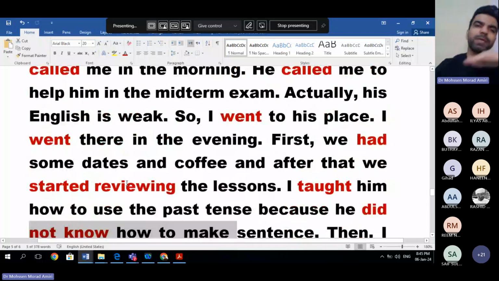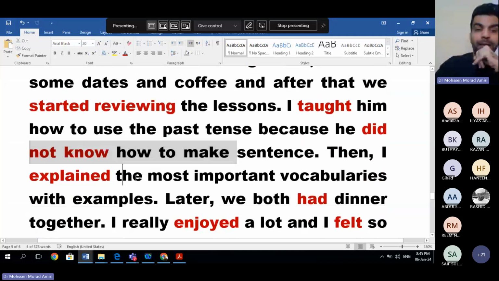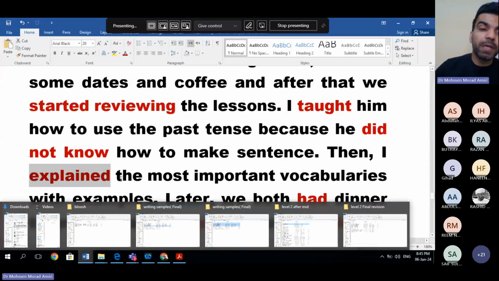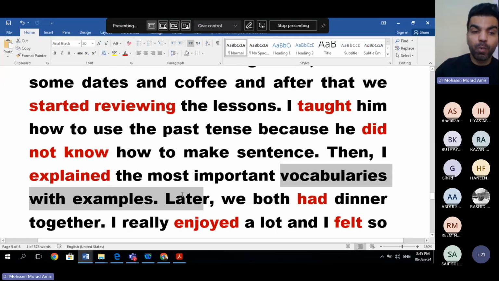Then, see, we're writing as a sequence. So first we did this, after that. So these sequence words are also important. First we went there, after that we went there, then, first, after that, then, next. So these are also important. But again, it depends on your question. Okay. Then I explained. So the main verbs will be in the past. Then I explained the most important vocabulary with examples.